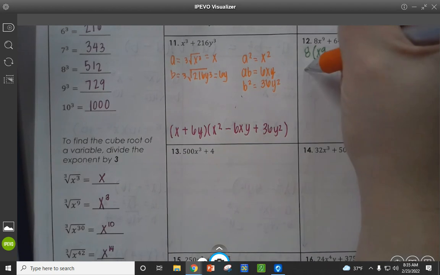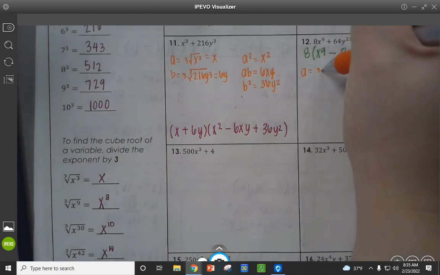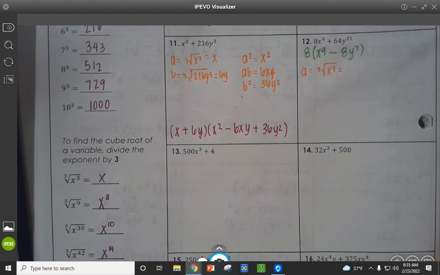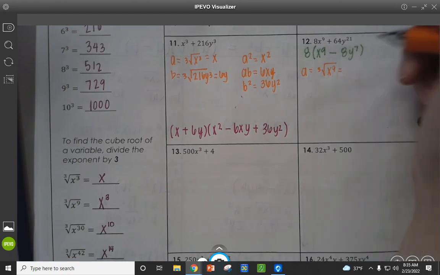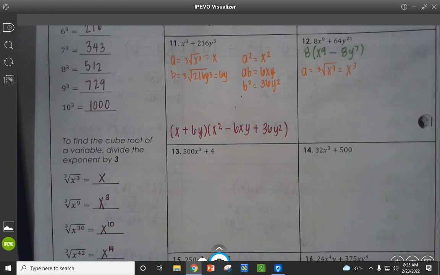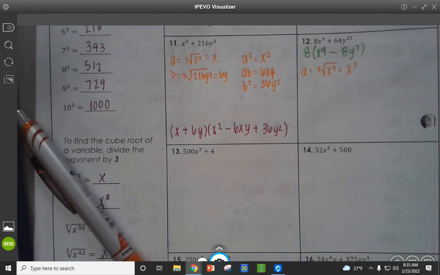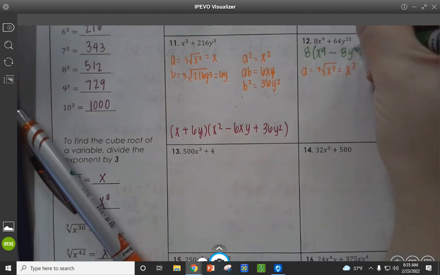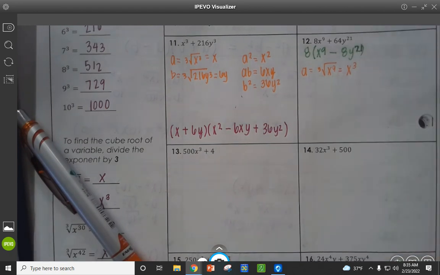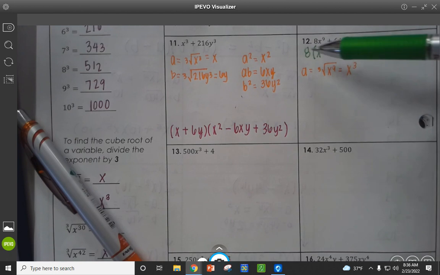Then my A is going to be the cube root of x to the 9th, which is x to the 3rd. Remember, we divide the exponent by 3. Oh, that's not 7. Why did I? Oh, I took the cube root. That should be 21. y to the 21st. I was thinking ahead. Sorry.